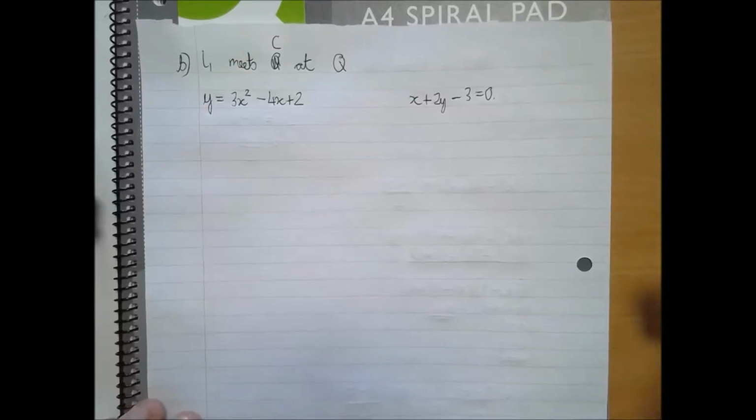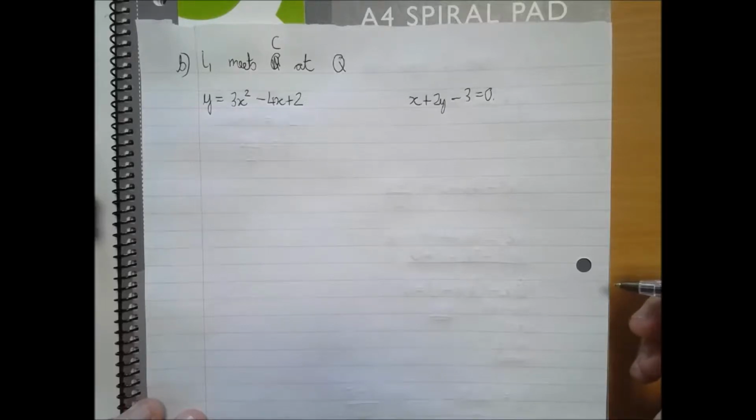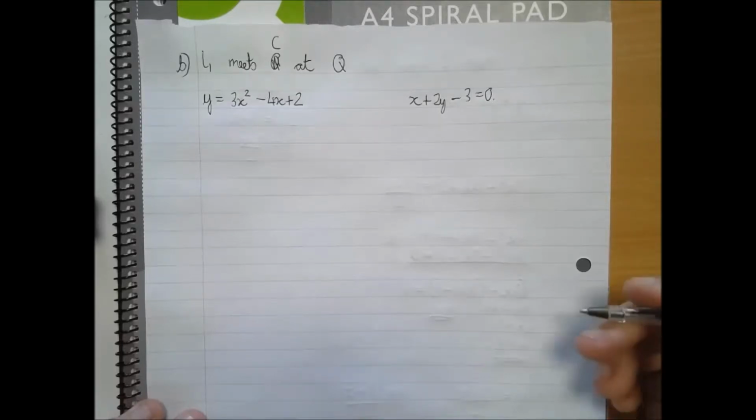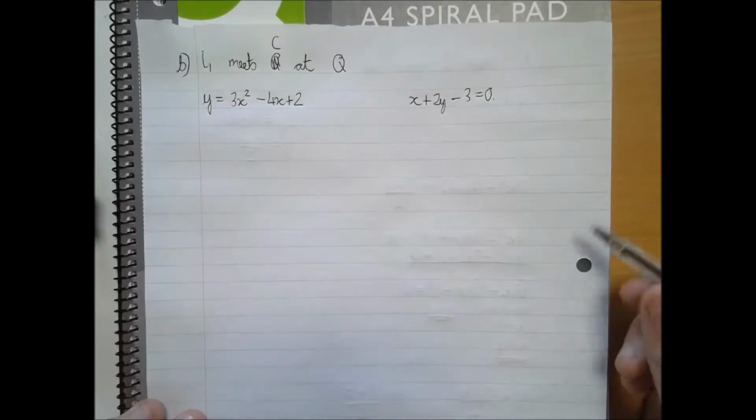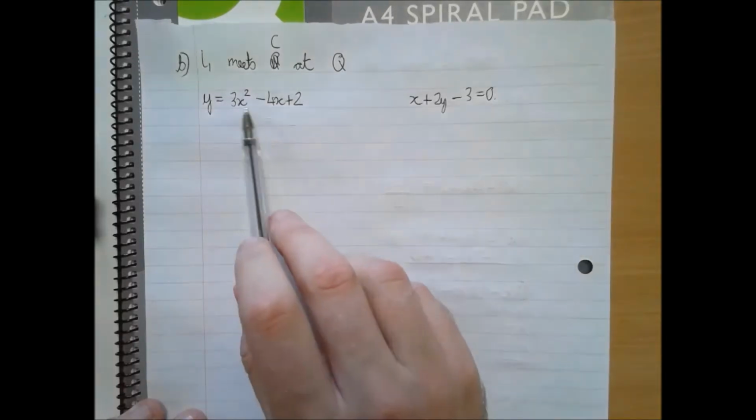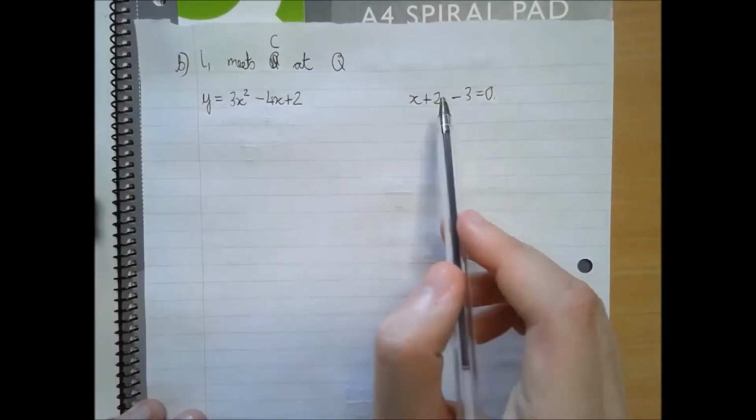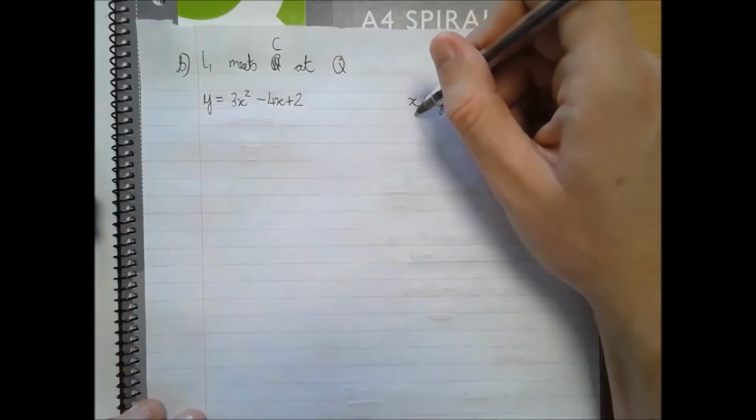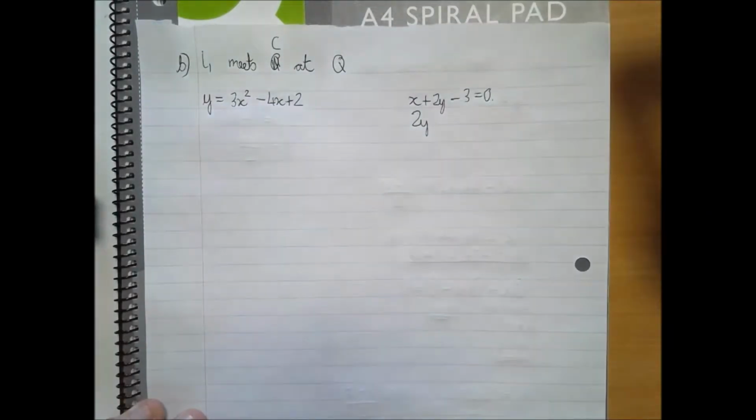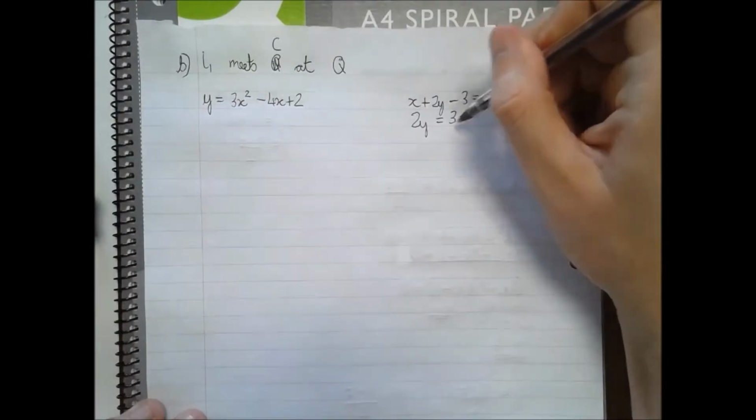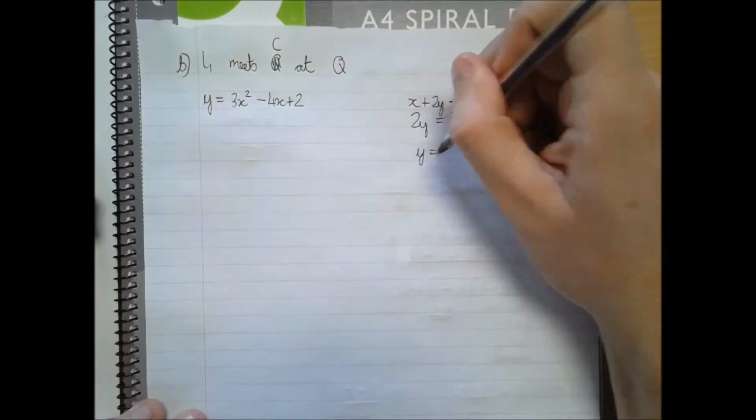Okay, so this is question 6 part B, and we're told that L1 meets C again at Q, and we want to work out the coordinates of Q, and we're told that we need to do this via simultaneous equations. Obviously there's a load of different ways you can use simultaneous equations to tackle this, but what I'm going to do is get two equations that are y equals, and then set them equal to each other. So if I rearrange this one, then I'm going to have 2y equals 3 minus x, and then of course y will be (3 minus x) over 2.